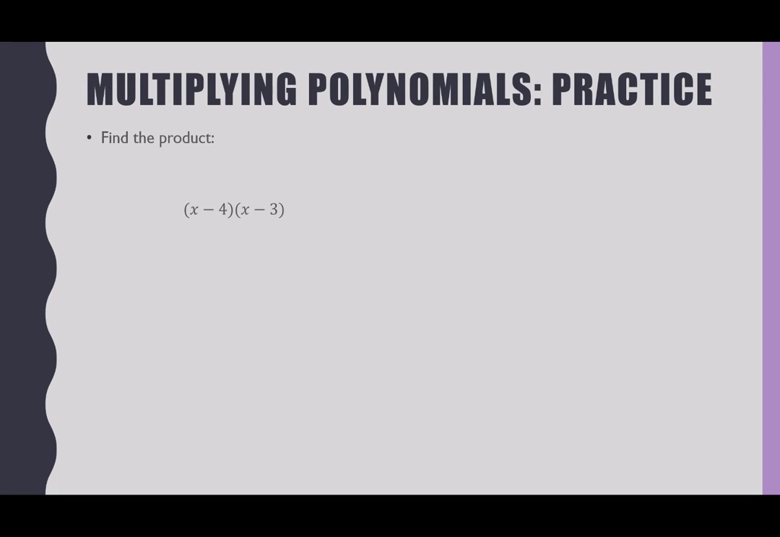All right, so let's do some practice questions. Why don't you take a second and give this a try on your own? x minus 4 multiplied by x minus 3. Okay, hopefully this is the answer you got. You distribute x to both terms inside the second set of parentheses.